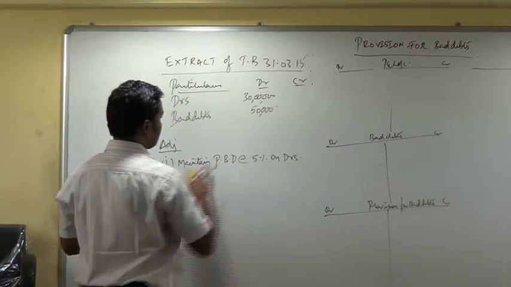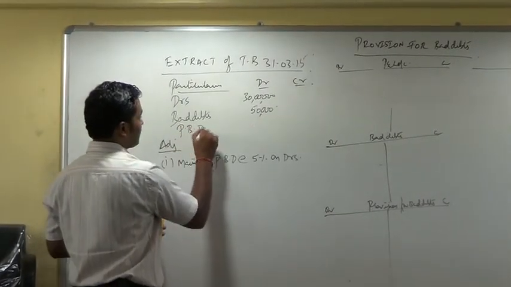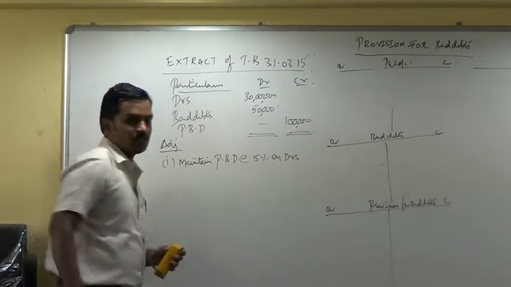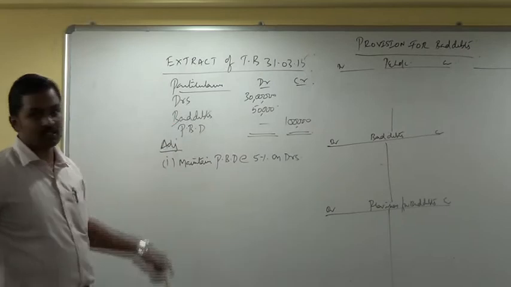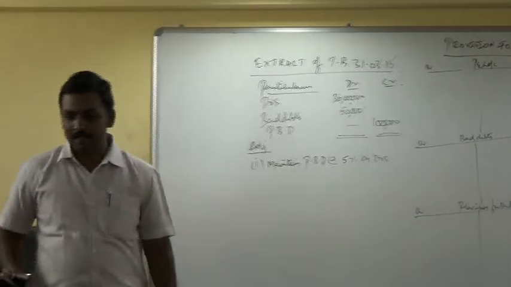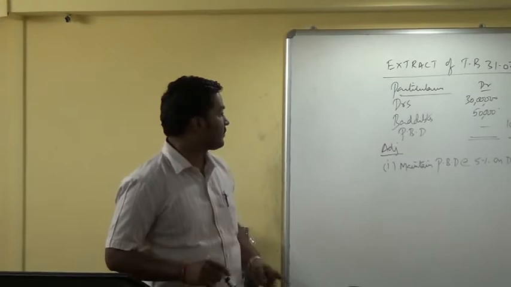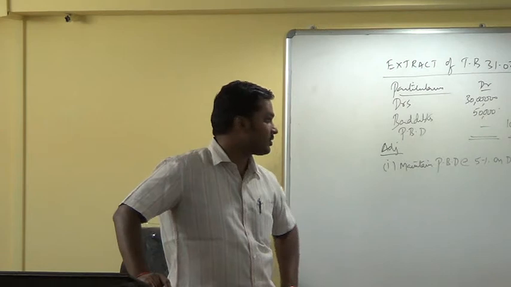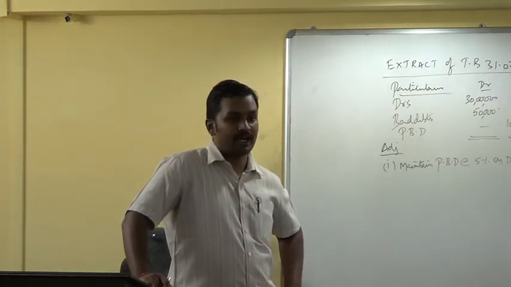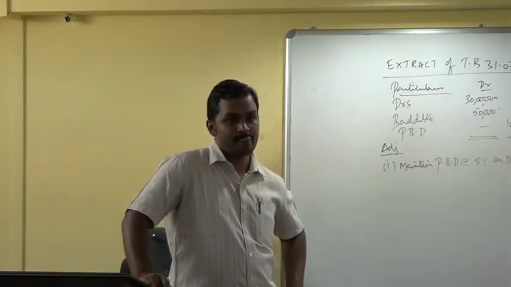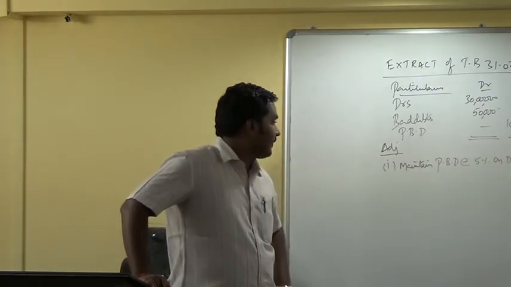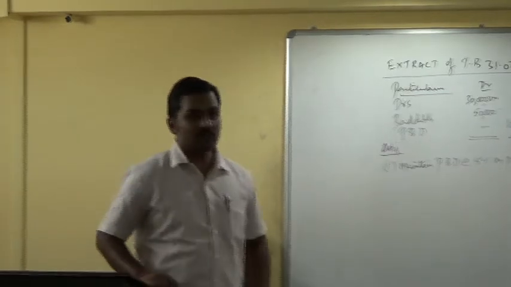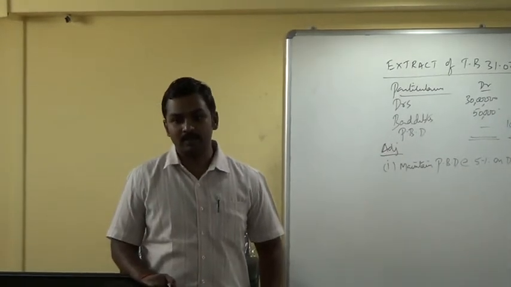Wait, we are given one more information also. Provision for bad debts, credit balance 1 lakh. This is the trial balance. Debtors, debit balance 30 lakh. Bad debts given inside the trial balance 50,000. Provision for bad debts, credit balance 1 lakh. Maintain provision for bad debts at the rate of 5% on debtors. We are given the next year's trial balance.